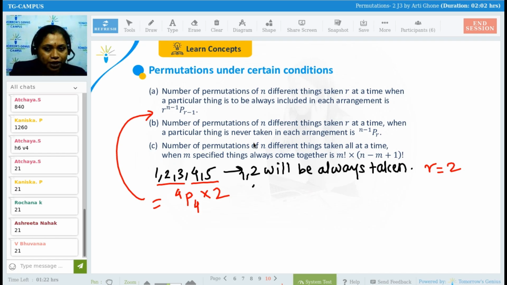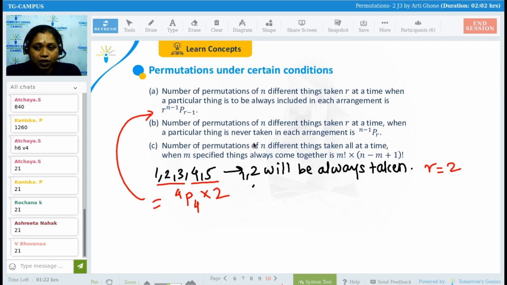Number of arrangements of n different things taken r at a time when a particular thing is never taken is (n-1)Pr. Obviously n gets reduced with that. With the same case, if I take that 1 and 2 will never be taken, so I want to count the numbers formed in which 1 and 2 are not taken, that will be (n-1)Pr. Clear? Likewise, all these properties are there.